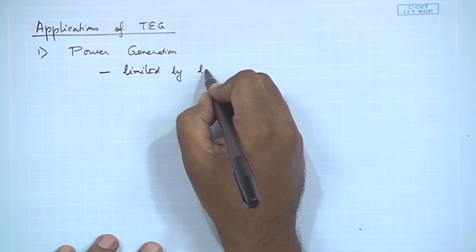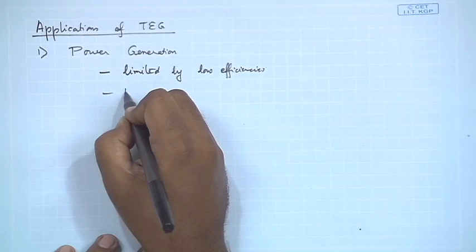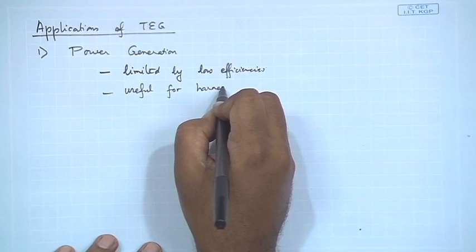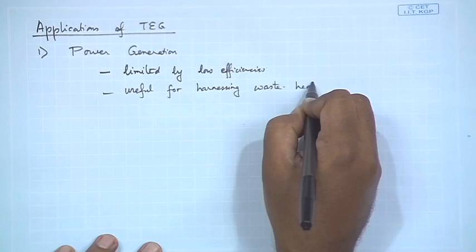But however, it is very useful for harnessing waste heat. So, if the power plant efficiency, let us say a single power plant, not a combined cycle, a standalone steam turbine cycle efficiency is around 30 to 35%, the remaining is wasted. We can look at that as a potential heat source and convert it to additional electricity using thermoelectric generators.